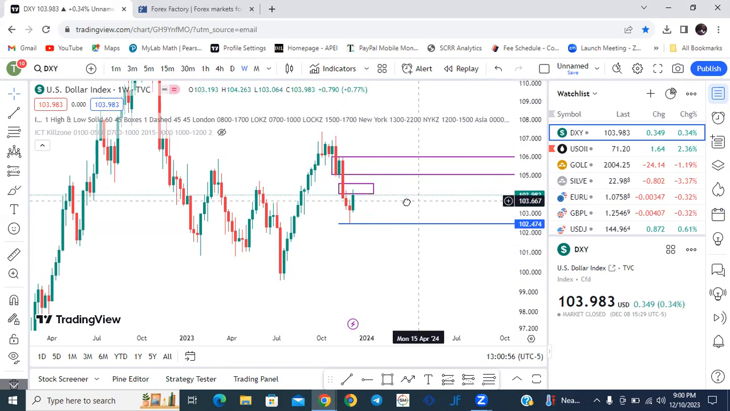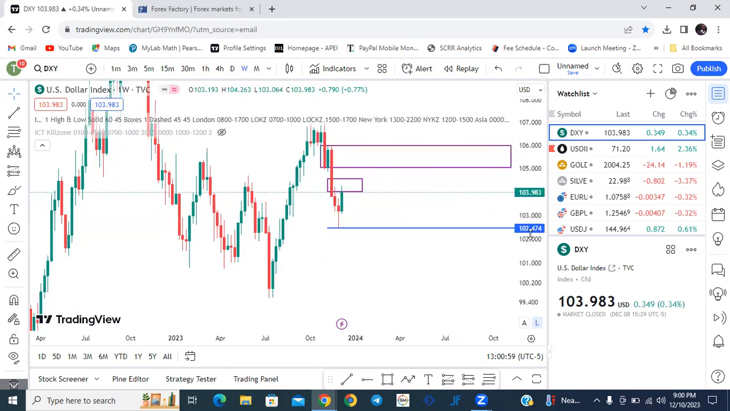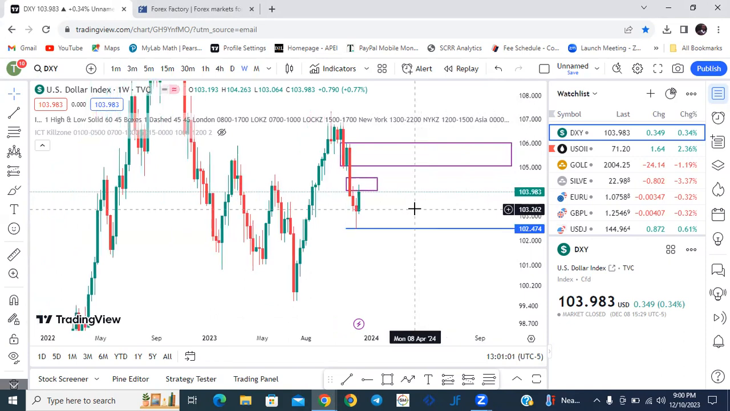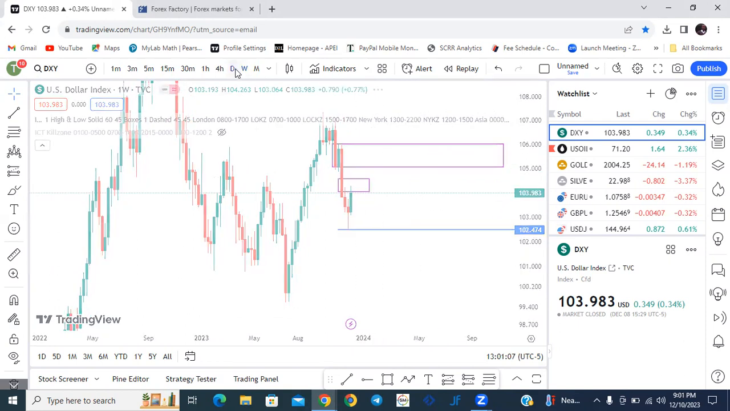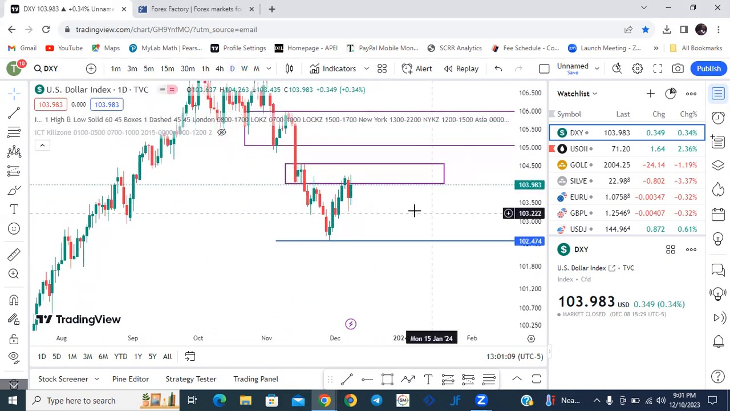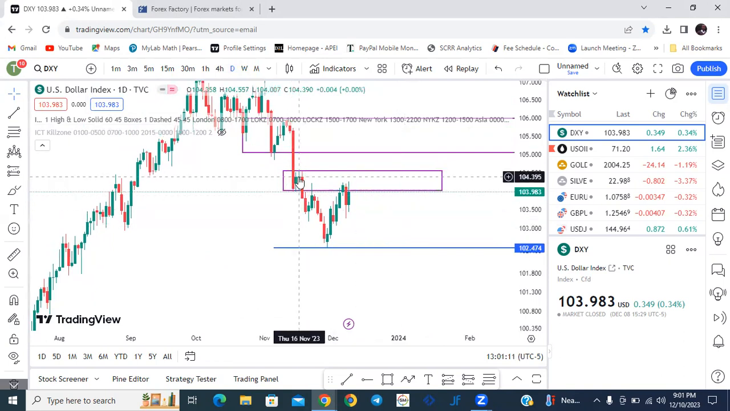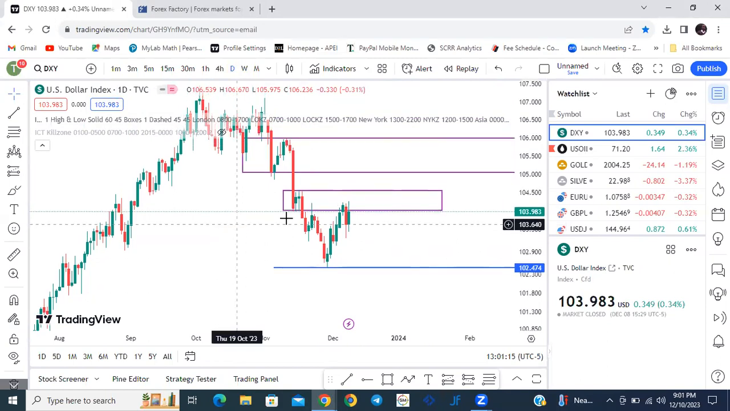And for today's weekly analysis, we begin with the dollar index. Like we had seen in the previous weekend, that is on Wednesday actually, we had identified this area that you see in the daily time frame. This was a demand, a supply area.